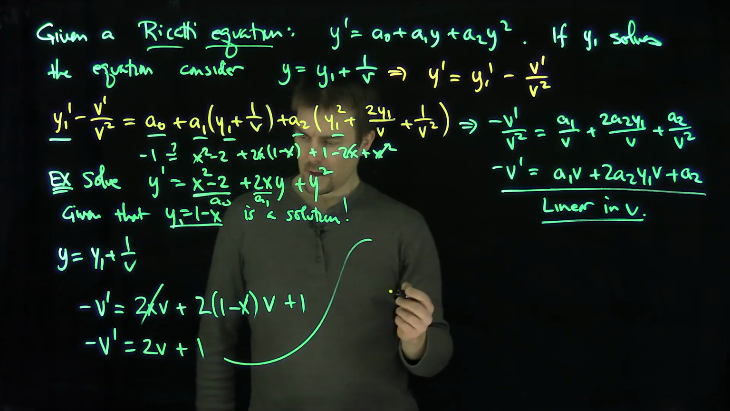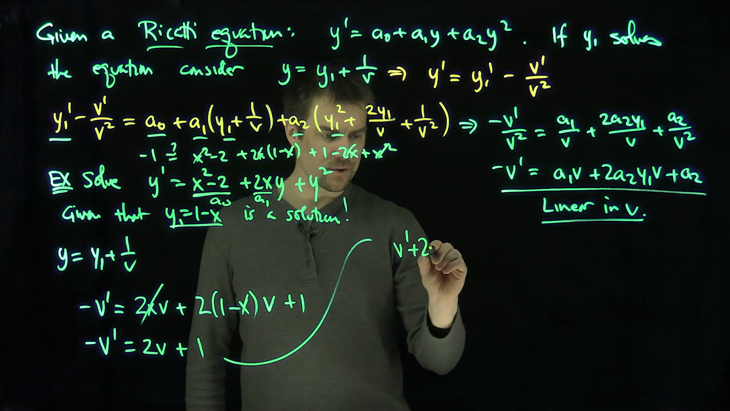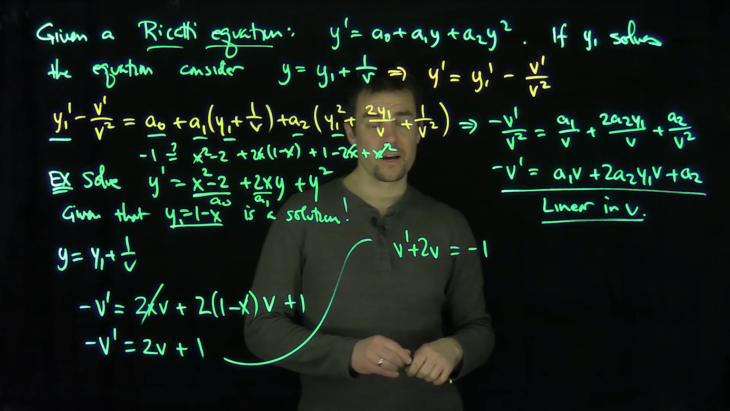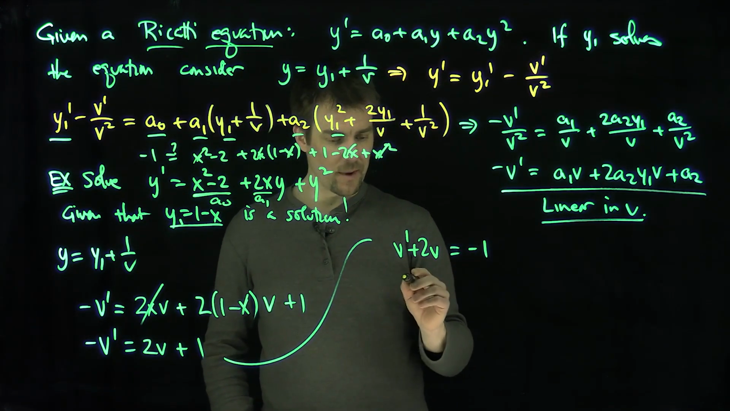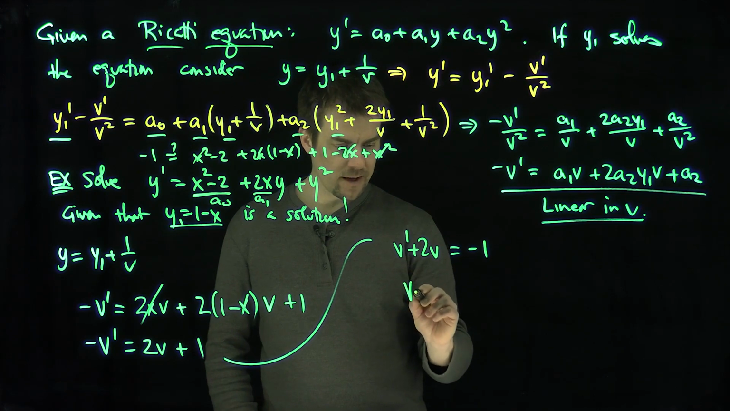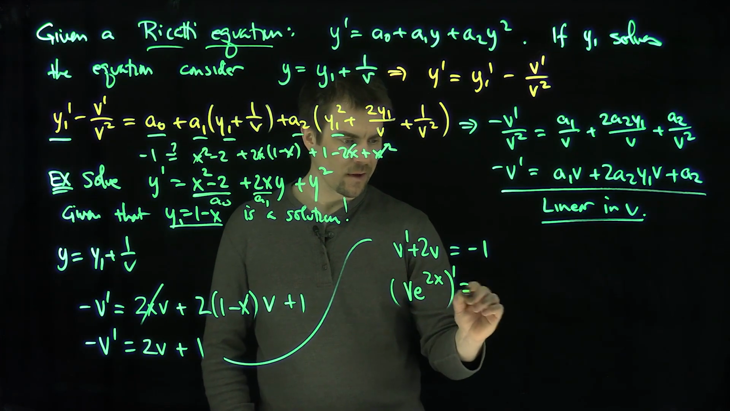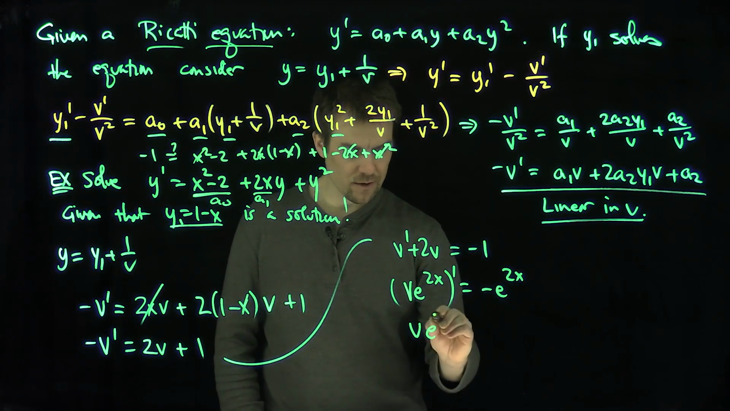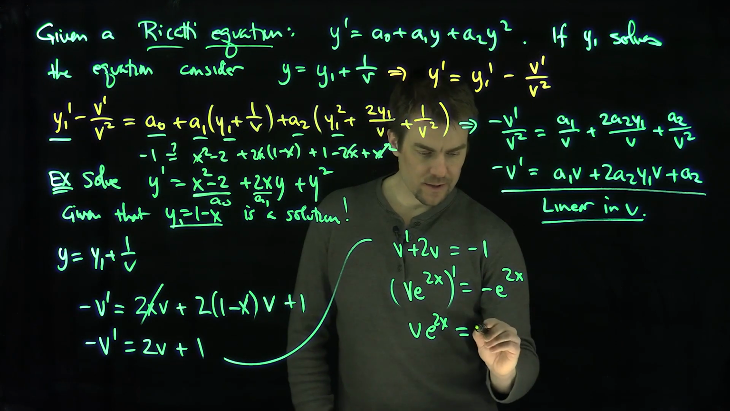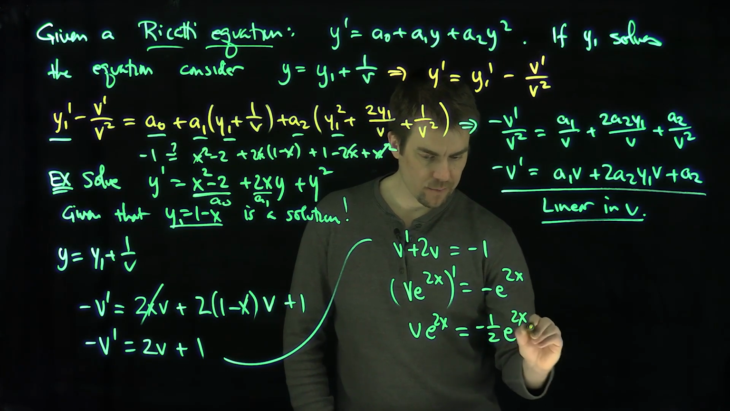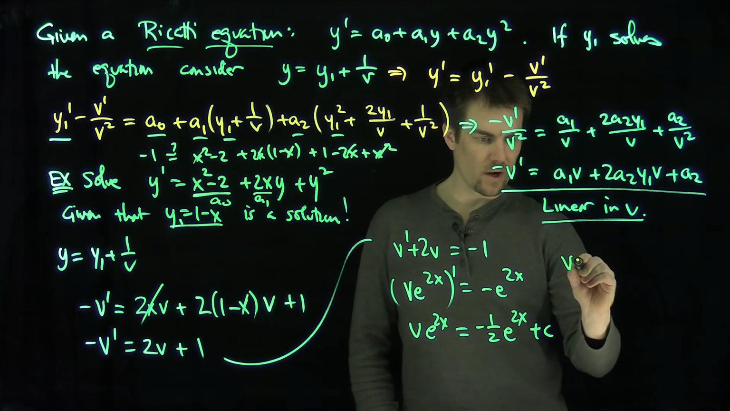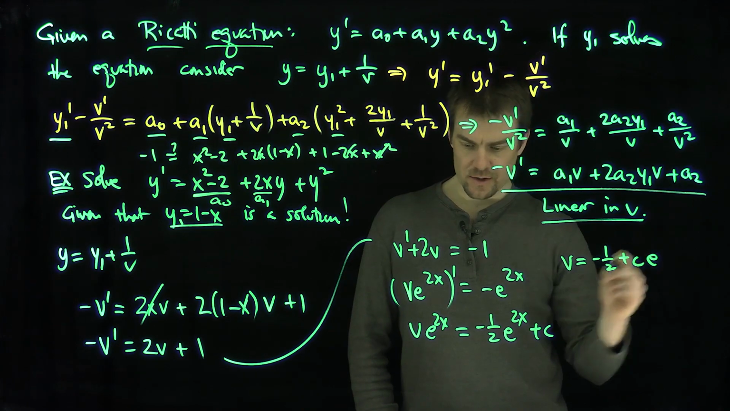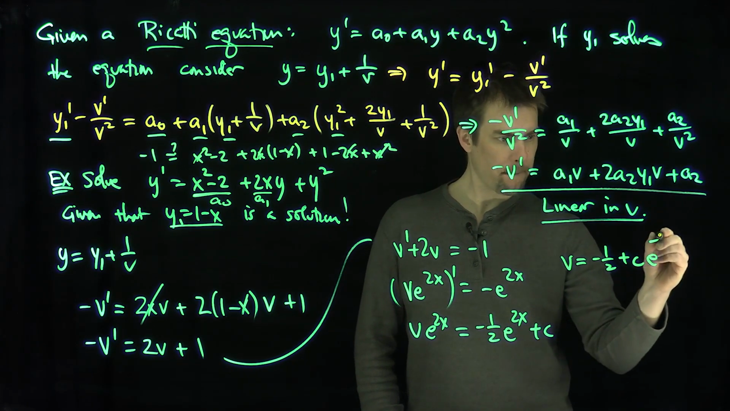So this linear equation is really v prime plus 2v is equal to -1, if I arrange the equation the right way. My integrating factor is going to be e to the 2x, so I'm going to multiply by e to the 2x on both sides, and that's going to be v times e to the 2x, prime, is equal to negative e to the 2x. We can integrate this and get that v times e to the 2x is equal to -1/2 e to the 2x plus a constant c. And therefore my v is going to be -1/2 plus c e to the -2x.